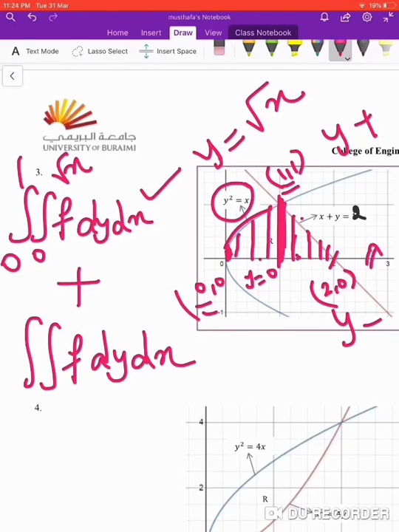Now, in the next half, the limit varies from the black color to the brown color. What is the equation for the black color? Y equal to 0. What is the value of your y in brown color? Y equals 2 minus x. So this is 2 minus x.